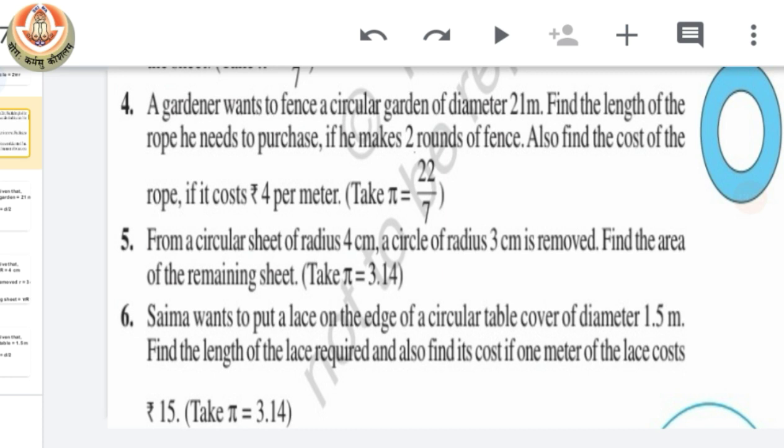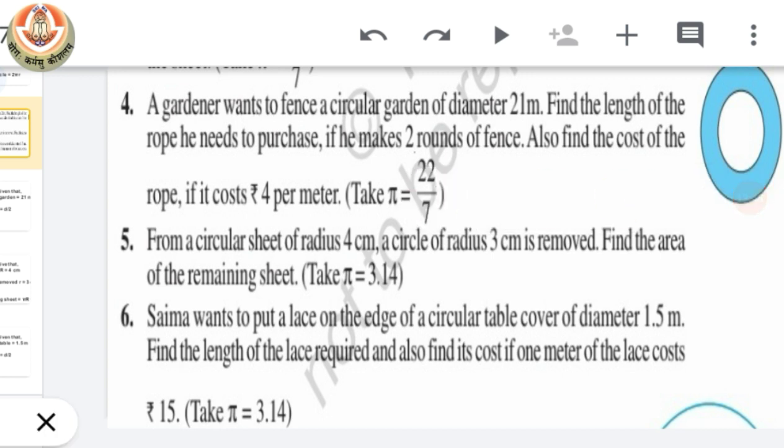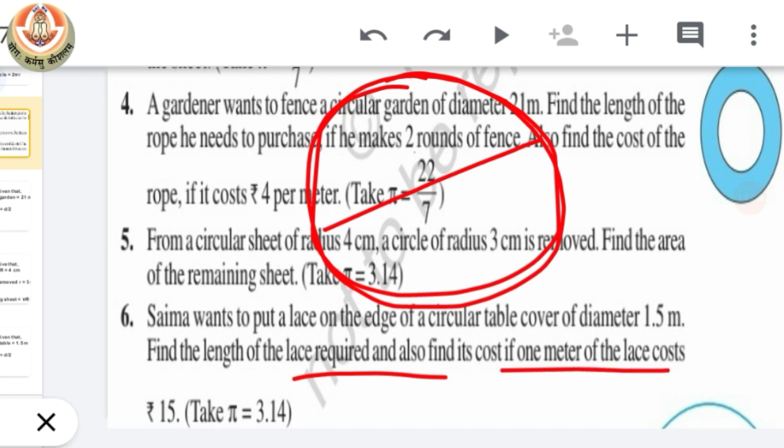Question number 6 is, Saima wants to put a lace on the edge of a circular table cover of diameter 1.5. Now Saima wants to put lace, obviously on the boundary of this circular tablecloth. So that means it is a question of circumference. And the diameter is given as 1.5 meters. So we have to find the length of the lace required and also its cost, if the cost of 1 meter is 15 rupees.